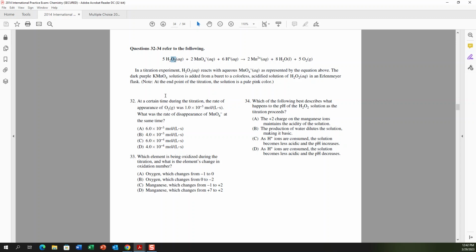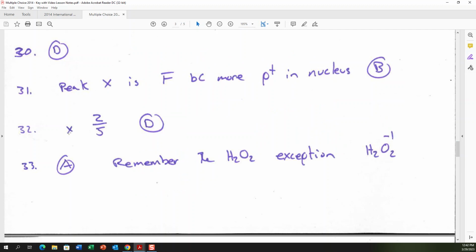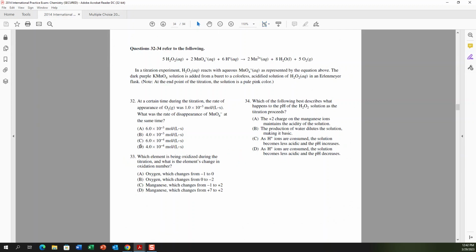So let's see. At a certain time during the titration, the rate of appearance of O2 is 1 × 10⁻³ moles per liter per second. What's the rate of disappearance of permanganate? So remember, all we have to do there is take our oxygen's rate and multiply it by the mole ratio of what we want to get the other rate. So all we have to do is take this, multiply it by 2, and then divide it by 5 because it's a 2 to 5 ratio, and that'll give us the rate of disappearance for permanganate. So we multiply by 2 over 5, and we get D.